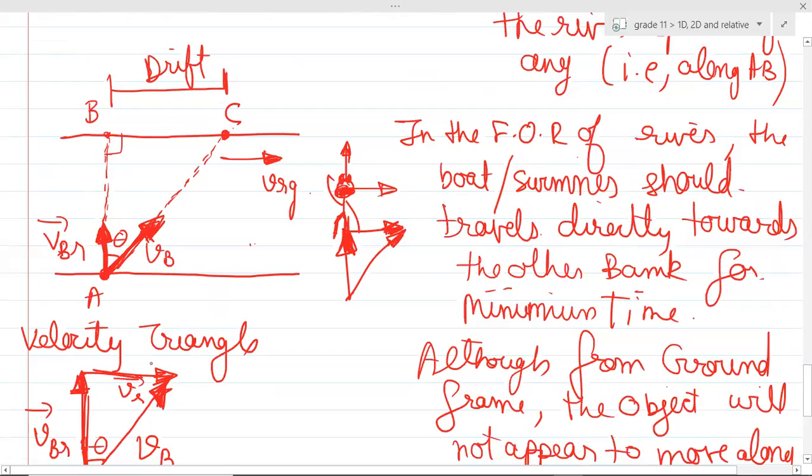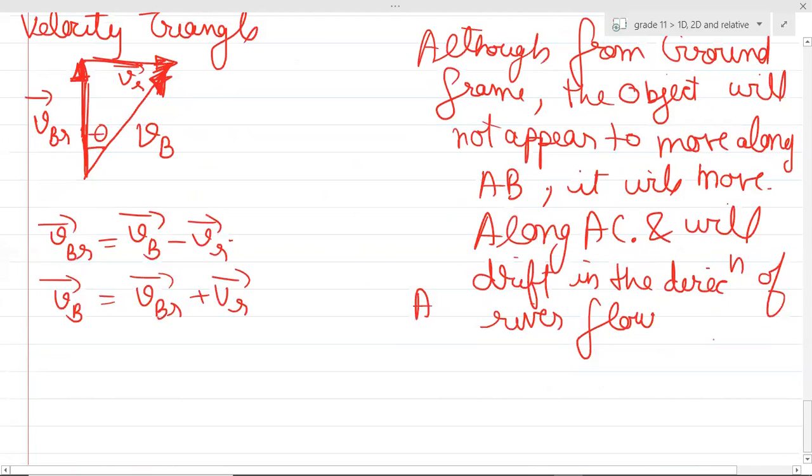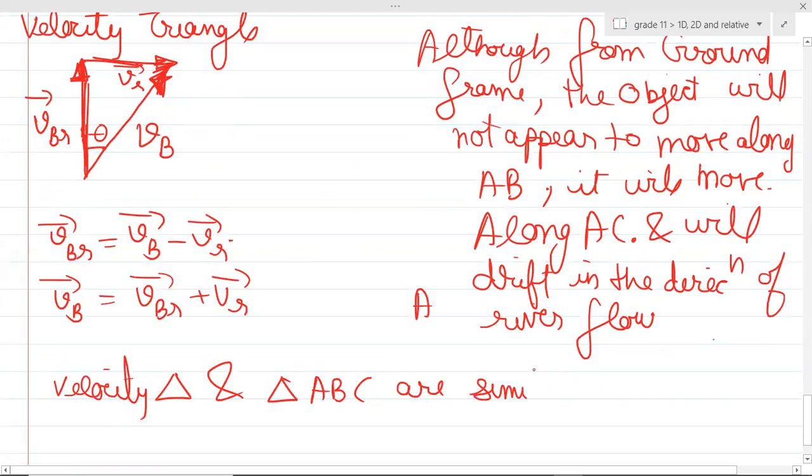And can you see this velocity triangle? Can you see both these triangles? They are similar to each other. The velocity triangle and triangle ABC are similar to each other. If they are similar to each other, then their sides will be in the same ratio, right? So can I do this particular thing?